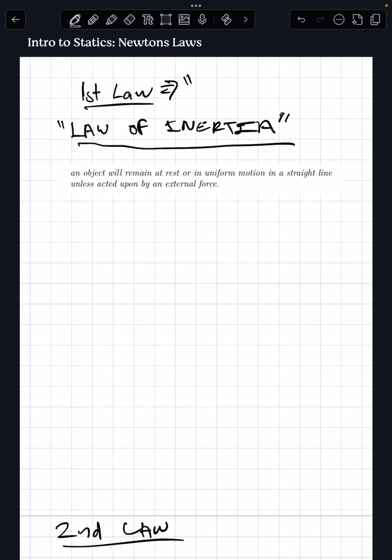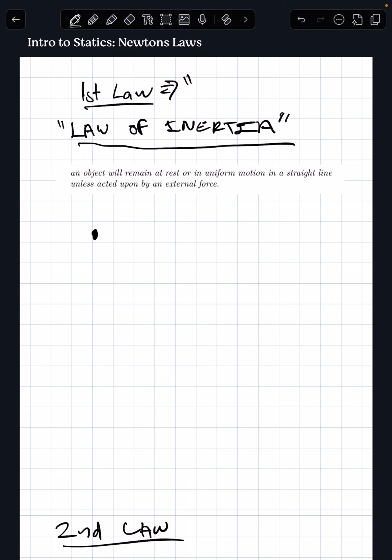Hey everybody, today we're going to be going over our intro to statics. We're going to go over Newton's laws. So the first law, the law of inertia, pretty much says an object will remain at rest or in uniform motion in a straight line unless acted upon by an external force. So what does that mean?